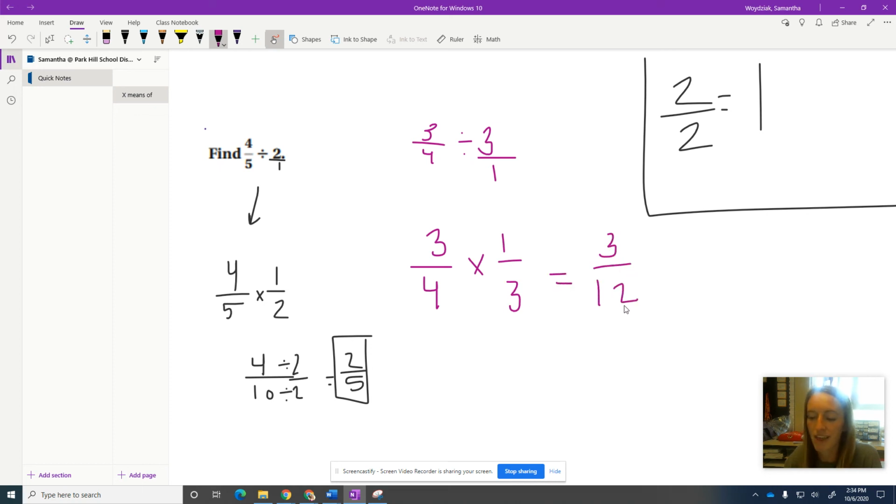Well, I know that that can be simplified because 3 goes into both. So I'm going to divide by 3 over 3, and I'm going to get 1/4. There you go.